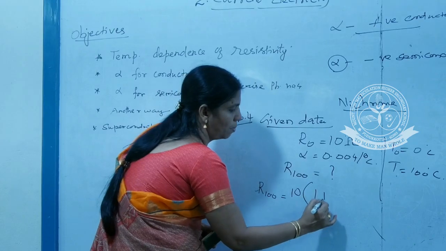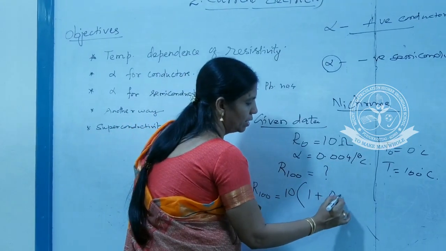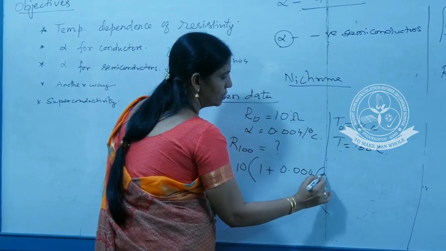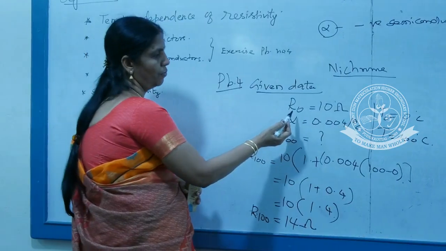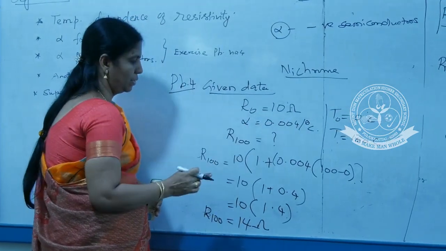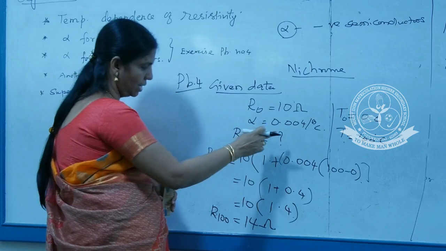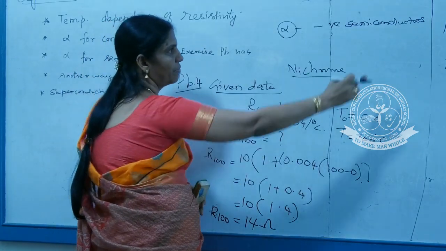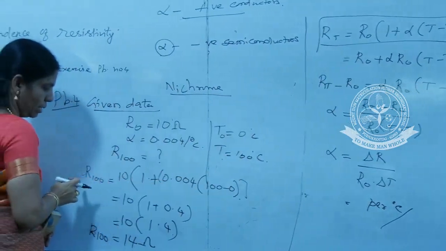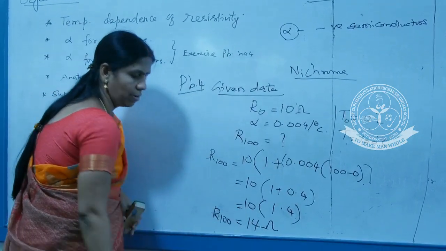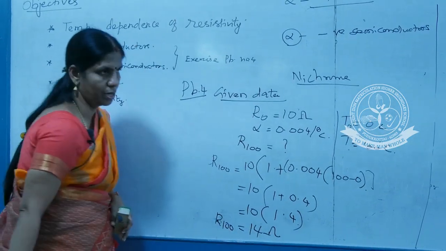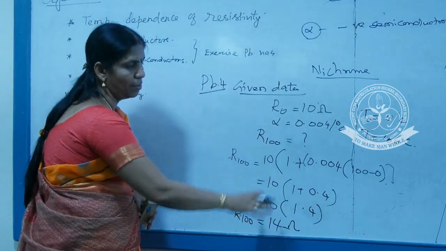10 into (1 plus alpha, which is 0.004, into (100 minus 0)). So, from the given data, resistance at 0 degree Celsius is 10 ohm, and the alpha value is given. You are asked to find out the resistance at 100 degree Celsius. We have the expression previously, R_T is equal to R_0 into (1 plus alpha into (T minus T_0)). When you substitute the values and calculate, it is found that the resistance at 100 degree Celsius is 14 ohm.